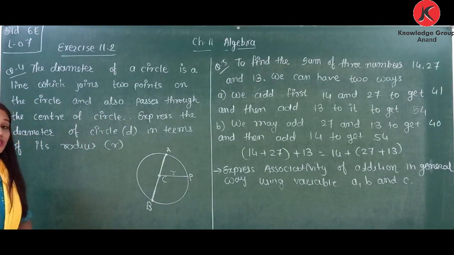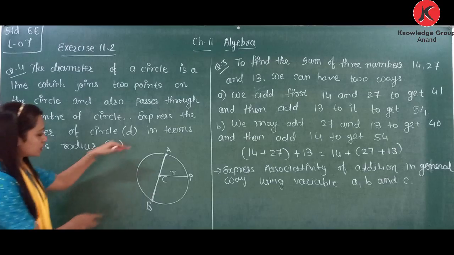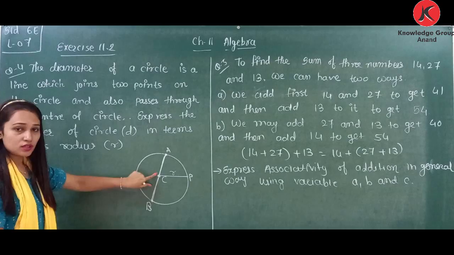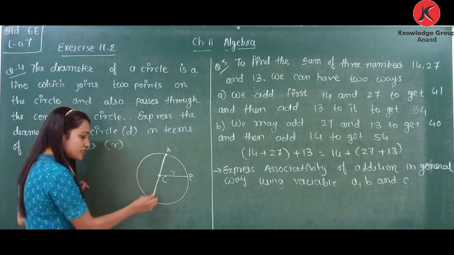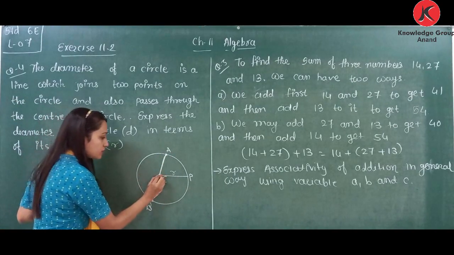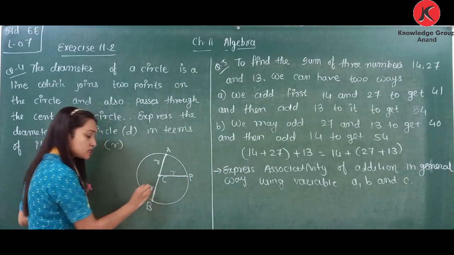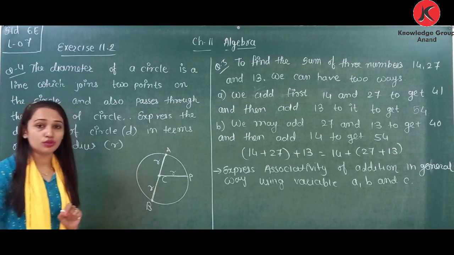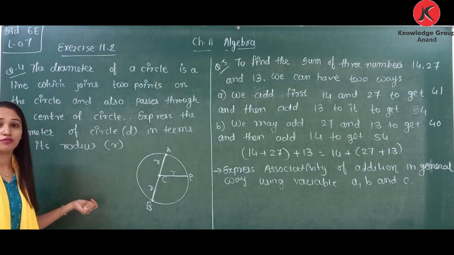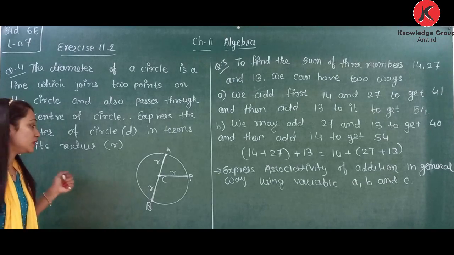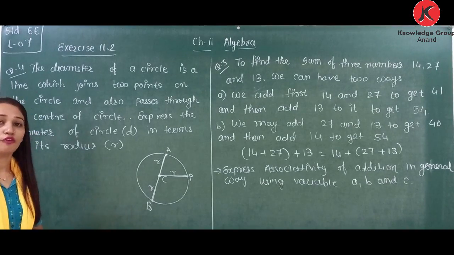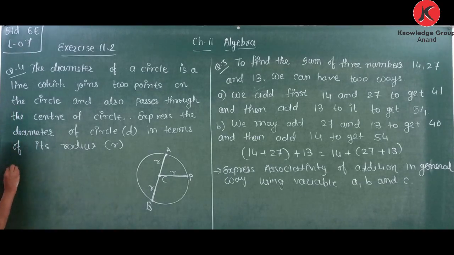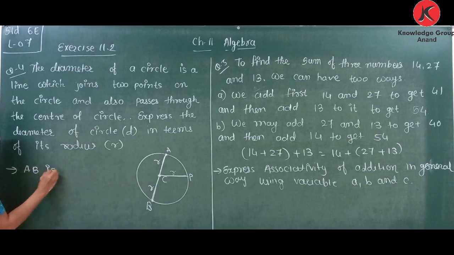So we need to express the diameter in terms of radius. Now if we consider this line segment AB, that is a diameter that passes through the center. So CA and CB will be the radius. If this CP is a radius, this is also a radius. So the diameter is what? R plus R. That's why we need to represent this diameter in terms of radius. It means we need to write an equation for the diameter in terms of radius. So if we consider this circle, then AB is the diameter.